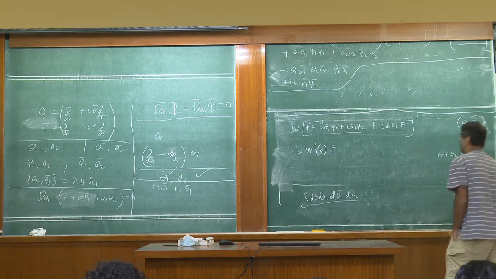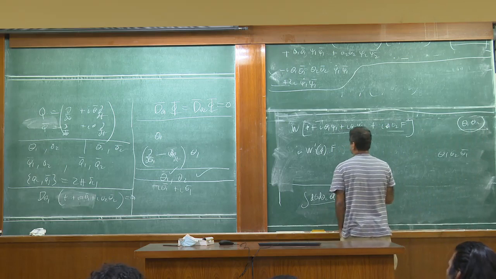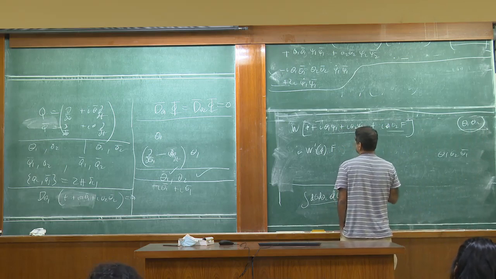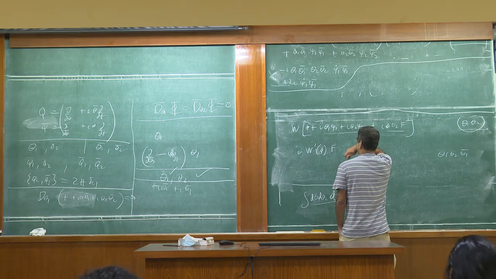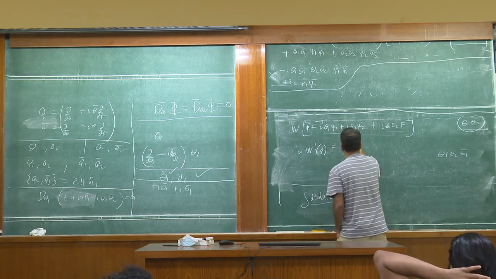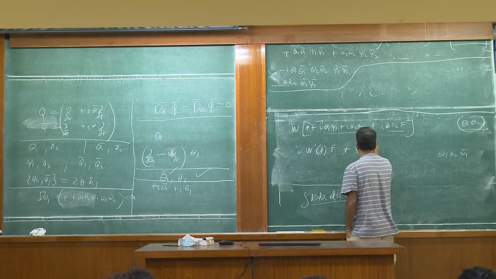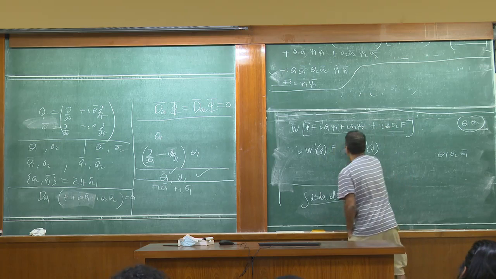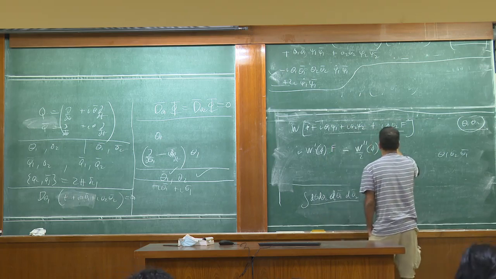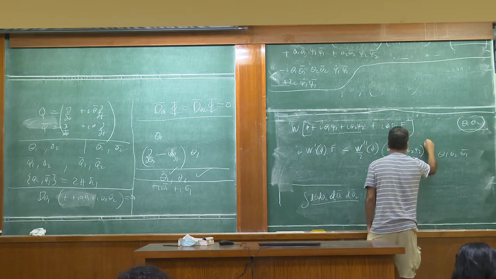And then, what about the other guy? The other guy requires us to expand to second order. So that gives plus W double prime by 2 of phi times this thing squared. So minus theta 1 psi 1 plus theta 2 psi 2, the whole thing squared.